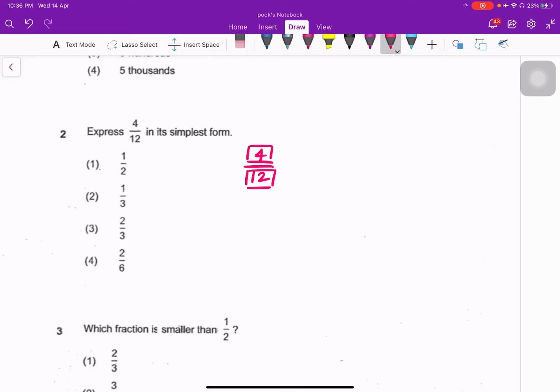So let's see, can 12 be divided by 4? If you go by the 4 times table, 4, 8, 12, you'll realize that 12 divided by 4 is actually 3. So that means both 4 and 12 can be divided by 4. So you divide the numerator and the denominator by the same number 4, and then you get 1 over 3. And that is 4 over 12 in its simplest form. So the answer is 2.